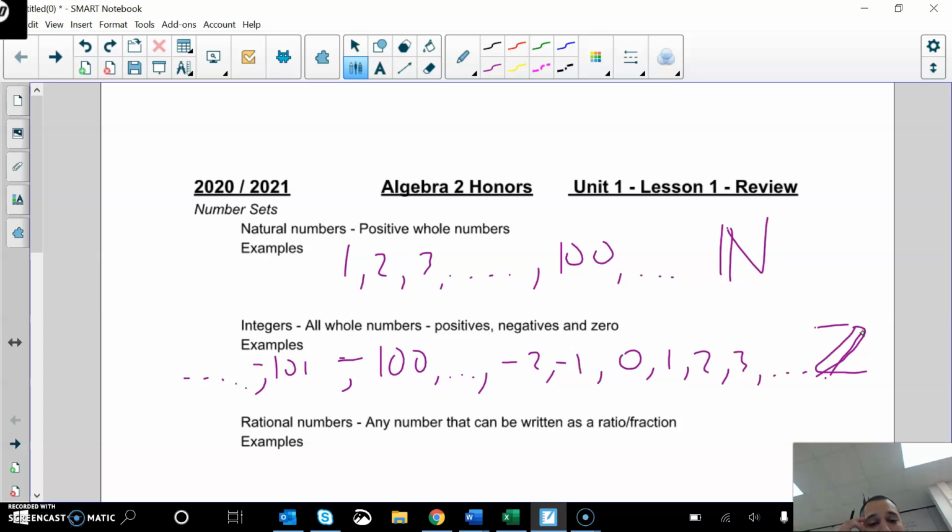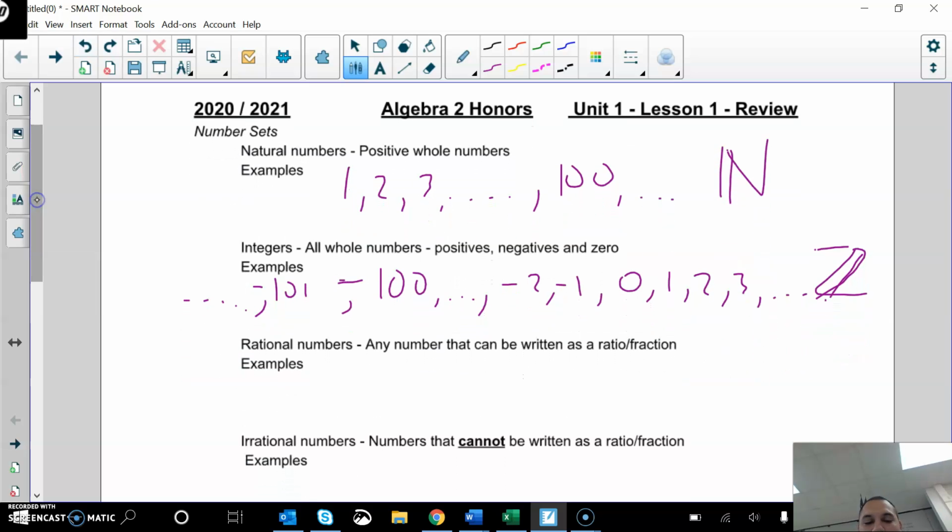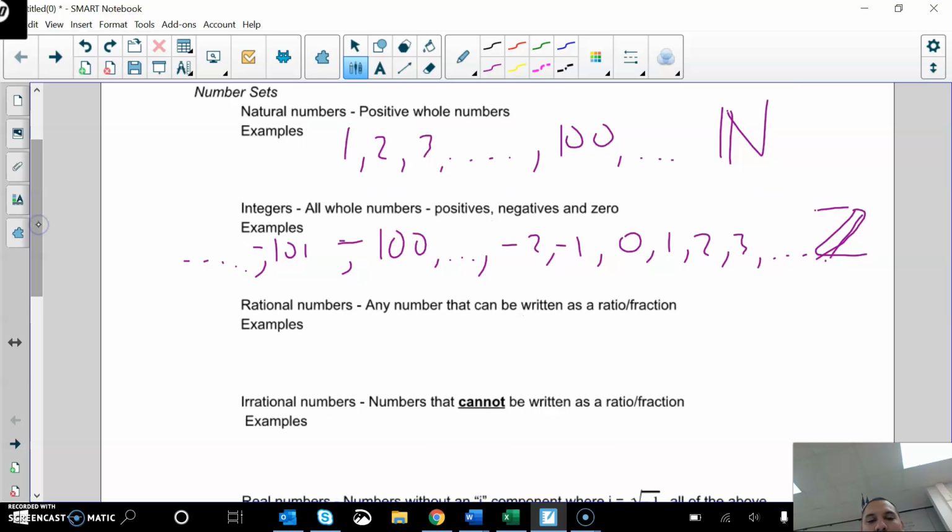The integers include the natural numbers. So here are your natural numbers, which are part of the integers. So we're just expanding our number sets. All right, at this point, we're missing fractions and decimals. So rational numbers, any number that can be written as a ratio slash fraction. So it's going to include all the previous two sets, your naturals and integers.